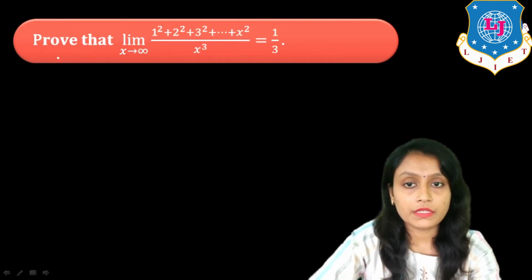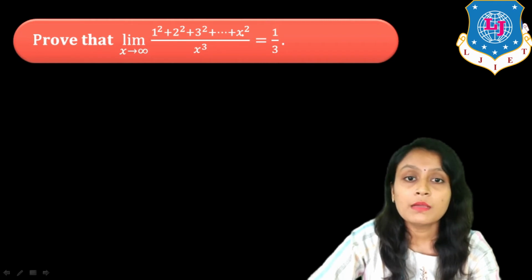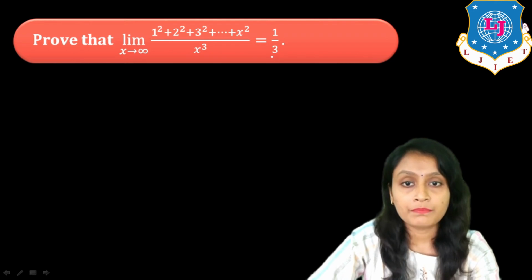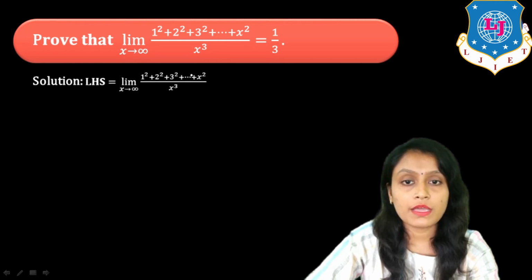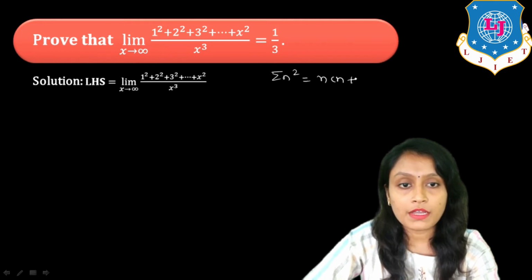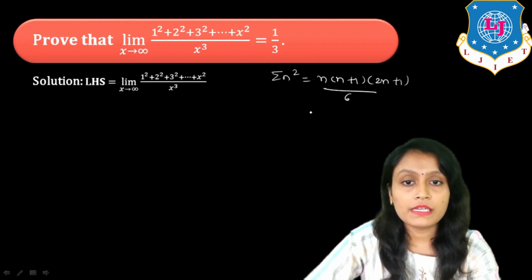Now the next example. Here we have to prove that limit x tends to infinity of (1 square plus 2 square plus 3 square and so on up to x square) upon x cube is equal to 1 upon 3. Let's begin with the solution. LHS we are taking as limit x tends to infinity of (1 square plus 2 square plus 3 square and so on up to x square) upon x cube. Now we know this formula, that the summation of n square is n into n plus 1 into 2n plus 1 upon 6. So we will apply this formula.